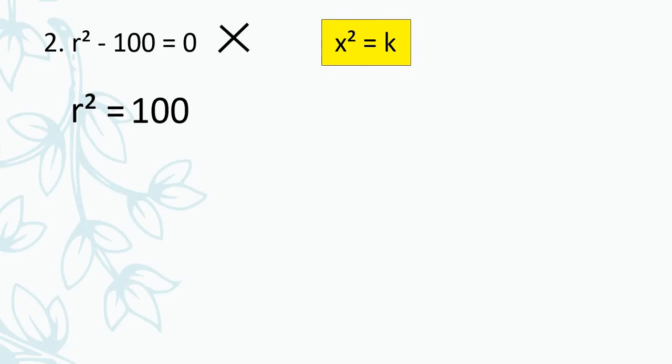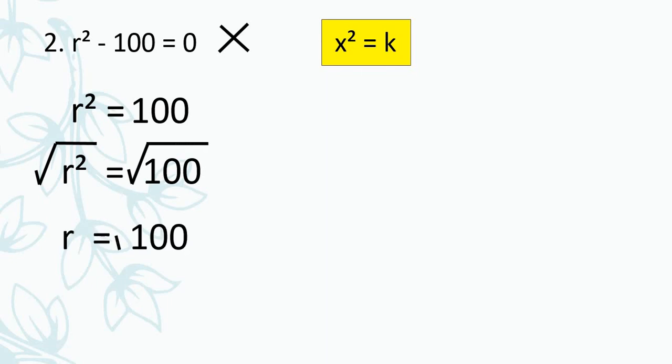Now our k is positive since this is 100. The value is 100. So we are expecting 2 solutions or roots. Now we can apply extracting the square root. The first step is, put the square root on both sides. Why do we put the square root on both sides? To cancel out the squared. So the next step is to write r is equal to the square root of 100, and we all know that the square root of 100 is what? Positive and negative 10. So we have 2 solutions. r is equal to positive 10 and r is equal to negative 10.